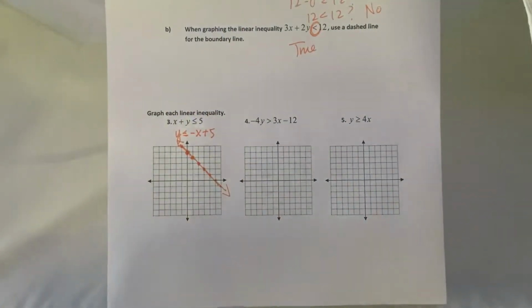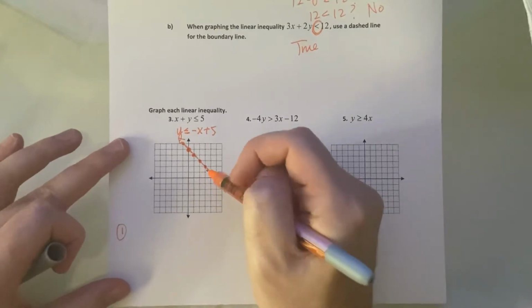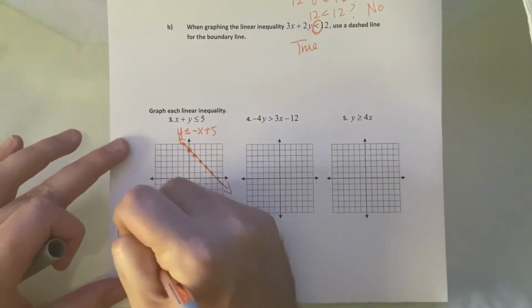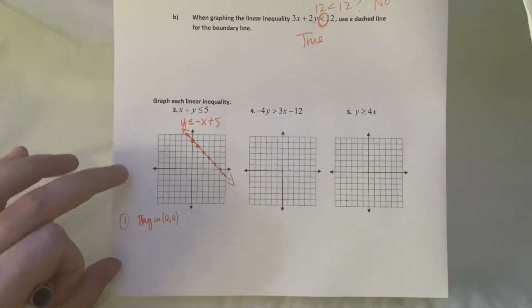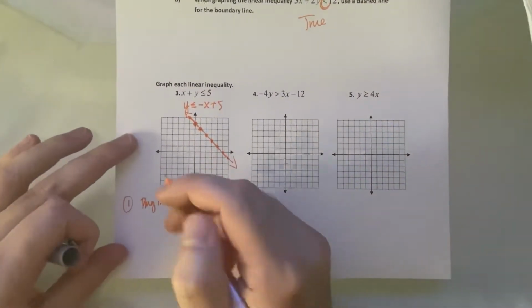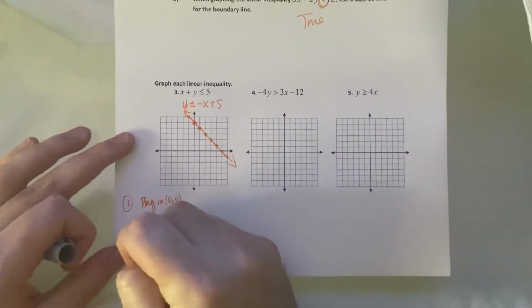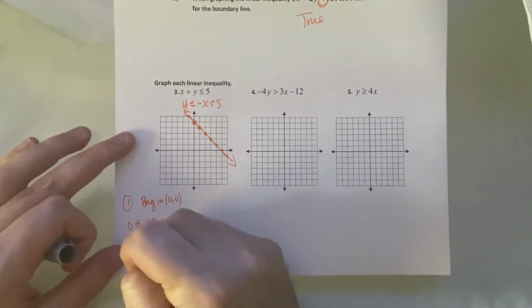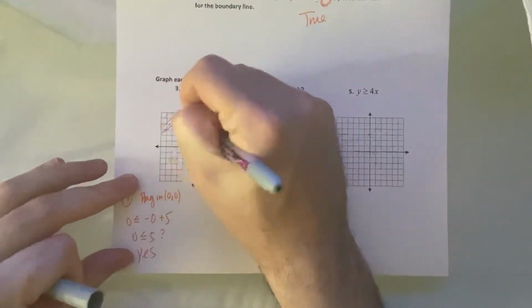So again, there are two options for determining which side of this line I'm going to shade. One, plug in a point. The easiest point is 0, 0. So you can plug in 0, 0 every single time, except for if 0, 0 is on the line in the middle. You can't plug in a point on the line. So we're going to plug in 0, 0. Is 0 less than negative 0 plus 5? Well, is 0 less than or equal to 5? Yes. Which means we'll shade the area that 0, 0 is in. 0, 0 is in this area on the line, or below it.